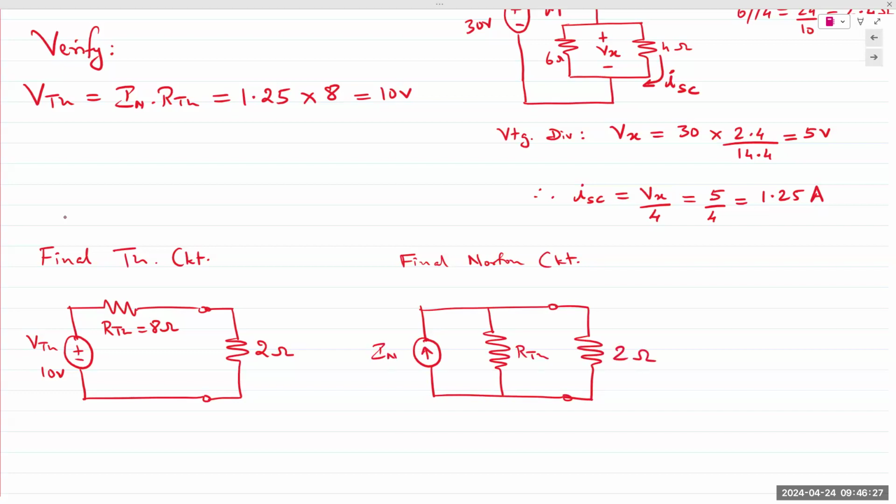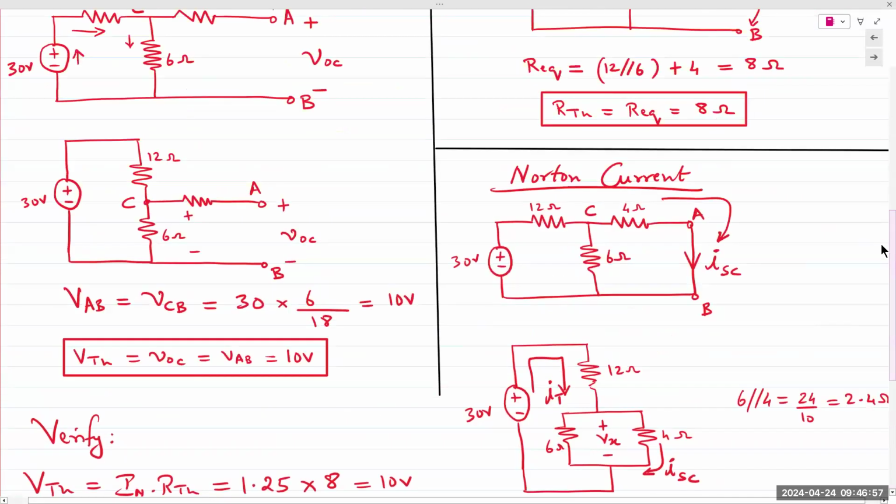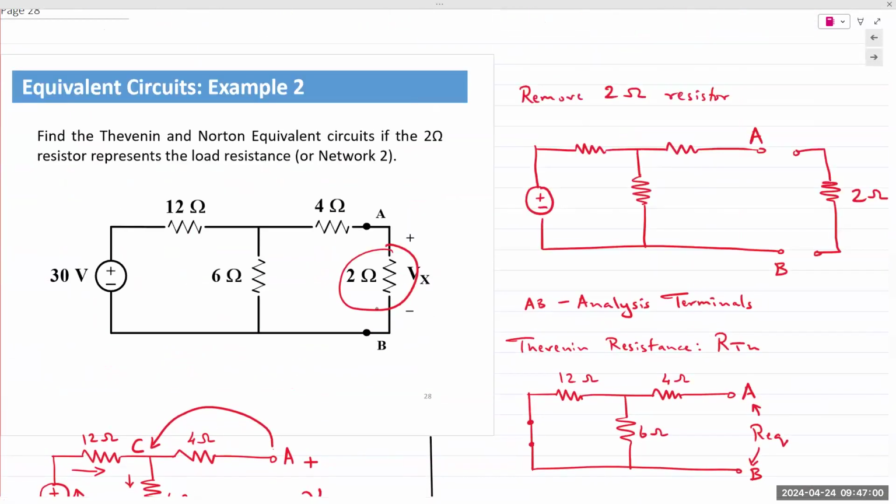Ohms IN is 1.25 amps. Yes. The original circuit where it stated, find the Thevenin and Norton if the 2 ohm resistor represents the load network.